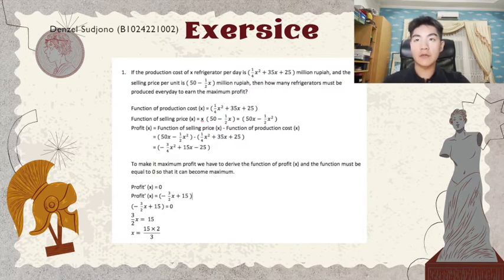To make it maximum profit, we have to differentiate the profit function, and the derivative must be equal to 0 so that it can become maximum. So the derivative of profit of x equals 0. The derivative of profit of x equals negative 3/2 x plus 15, which means negative 3/2 x plus 15 equals 0. So 3/2 x equals 15, and then we get x equals 15 times 2/3, which equals 10.